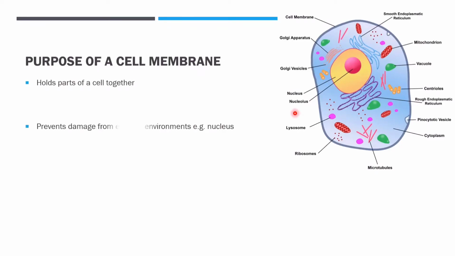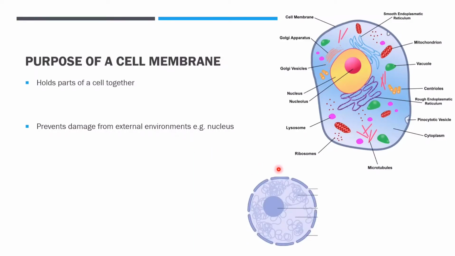It prevents damage from external environment. For example, in the nucleus, the nuclear envelope, its double plasma membrane, makes sure that the delicate genetic material inside the nucleus isn't harmed by any of the external materials and environments. It also regulates entry and exit of materials, so only certain materials can get in through the membranes or out.